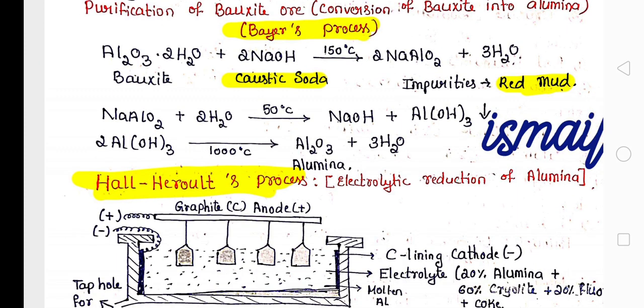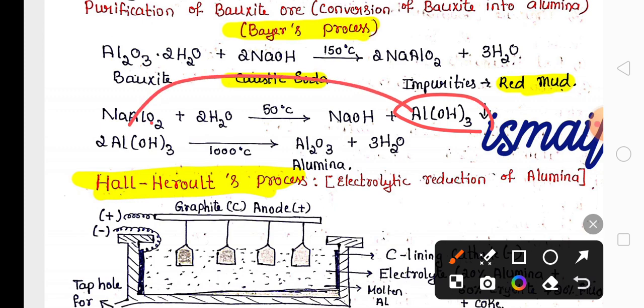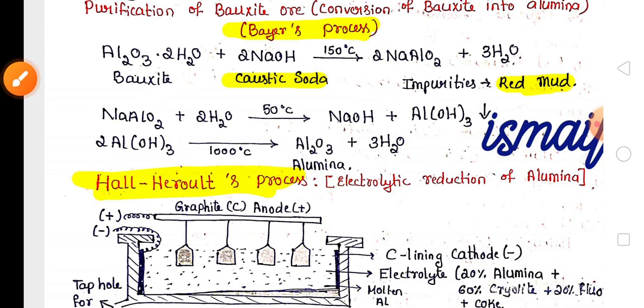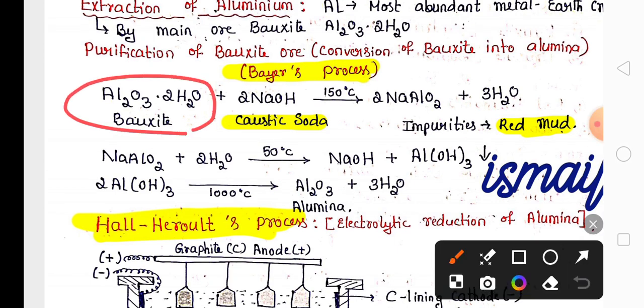Now in the third step, whatever aluminium hydroxide we got, we need to heat at 1000 degrees Celsius, where it converts to alumina along with the formation of water. So like this, in Bayer's process, we convert bauxite ore into alumina by removing the impurities.